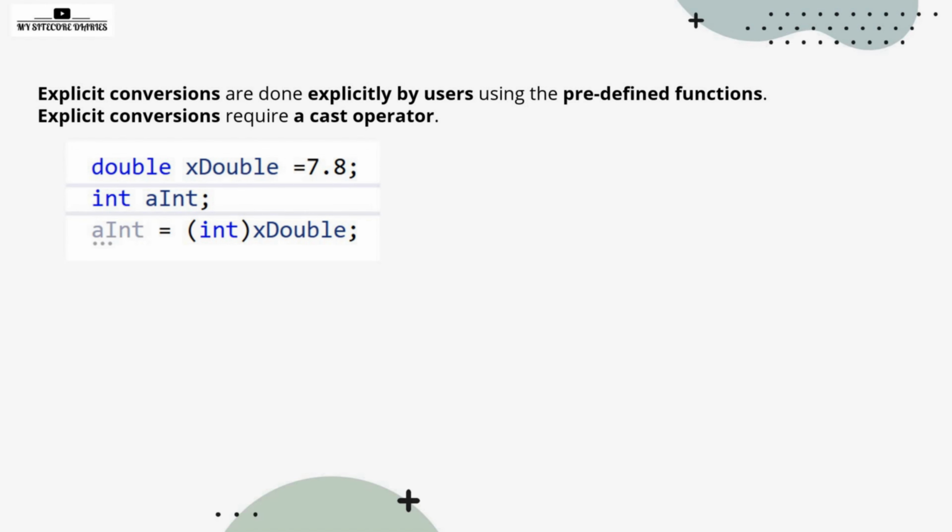Now how is it done? So you have a double to integer conversion. Here, if you see, in brackets you are writing int. This is how you can do a conversion. Also you can use the as statement, like as int. So this is called explicit conversion.